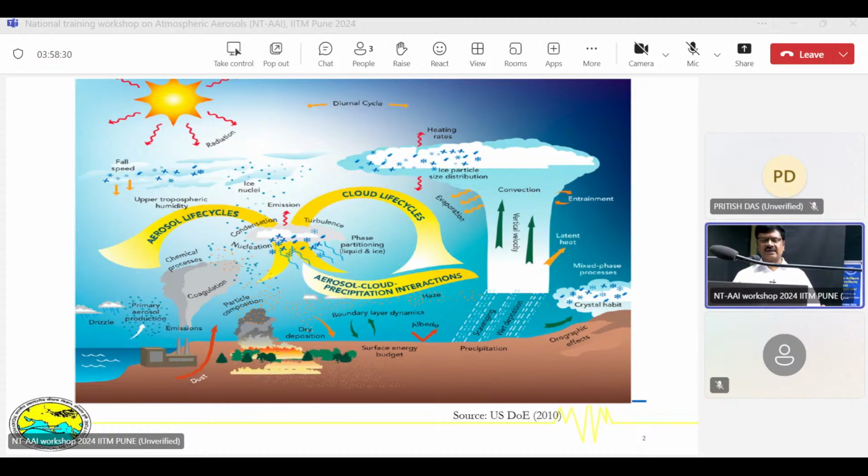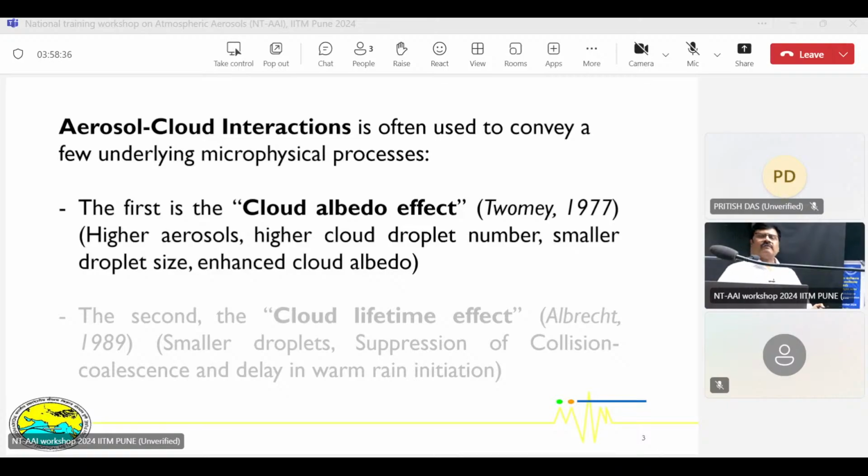That's what we have been seeing for the last 2 days. When we say aerosol cloud interactions or aerosol indirect effect, it is often used to convey these microphysical processes. The first one is the cloud albedo effect. Here, higher aerosols mean there will be higher cloud condensation nuclei and higher cloud droplet number concentration. If there are more droplets, the size of these drops could be smaller, so it can enhance the reflectivity of the cloud.